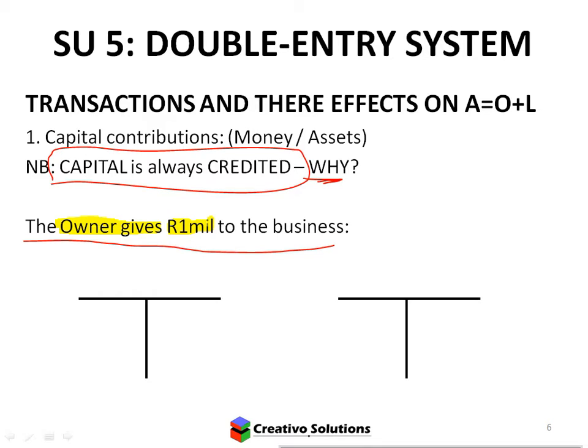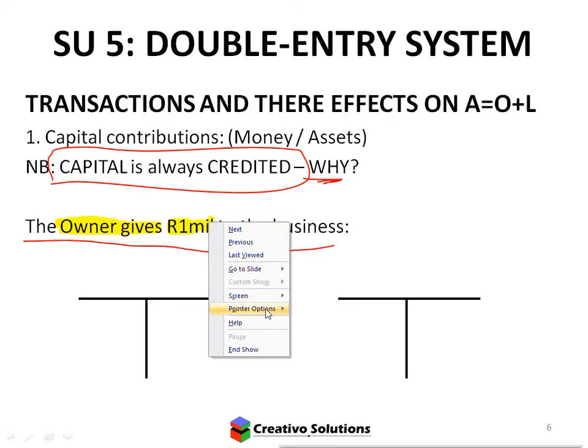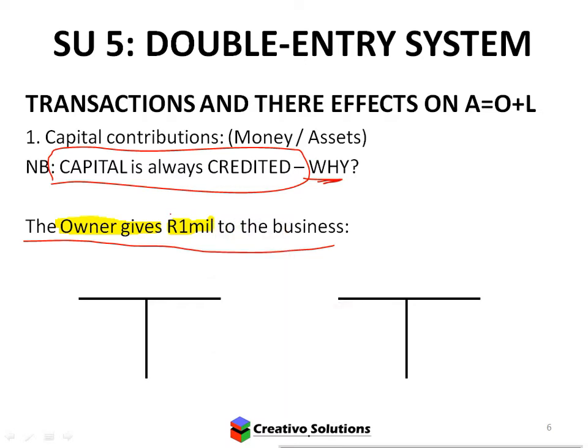Whose perspective do we look at? The business or the owner? The business. Because remember you're accounting for the business's transactions. So from the perspective of the business, what's going to happen to the business's bank account? Good. So this tells me I'm dealing with bank. Money's in the bank. Money is cash. Cash is in the bank.